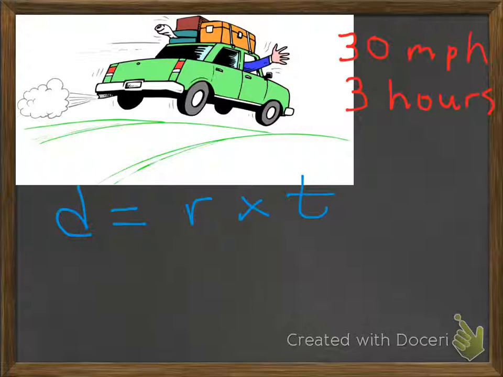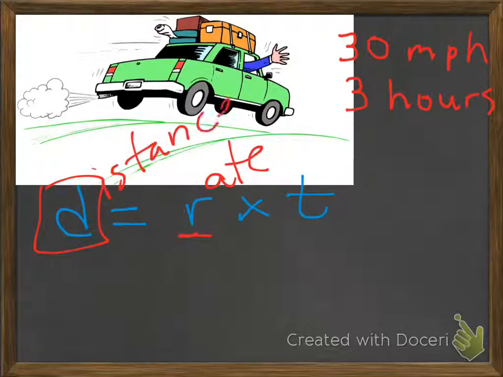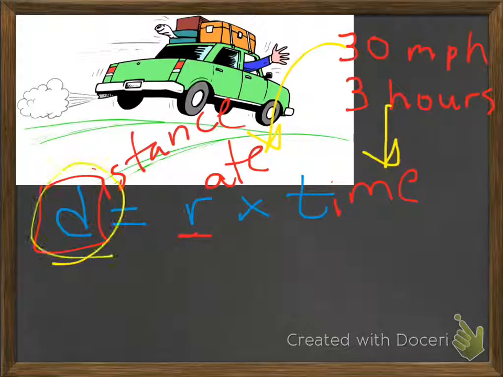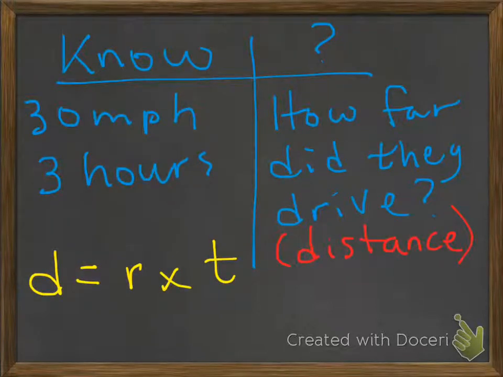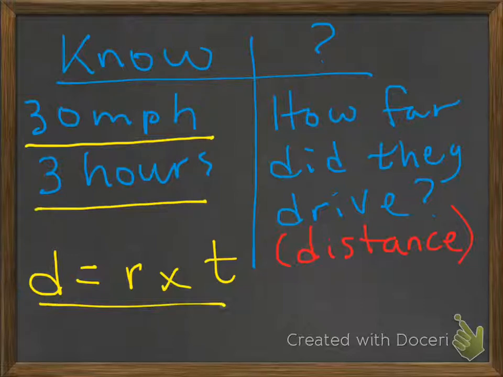Alright, let's go ahead and solve it. So remember, D is distance. R is rate. Let's go back to here. Here's distance. And T is time. And we're just going to plug it in. So we have 30 miles per hour. That would be our rate. And hours would be our time. We were trying to figure out our distance. So what do we know? We know that we're going 30 miles per hour for 3 hours straight, and we also know what our formula is. The question is, how far did they drive? What is the D, distance?